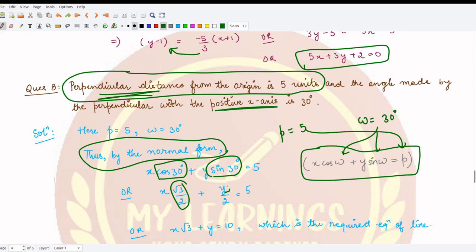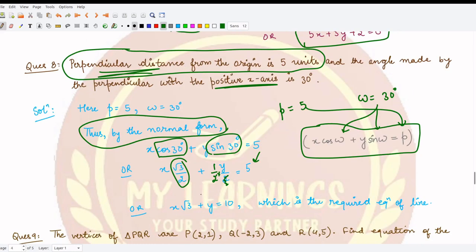y multiplied with 1 upon 2, right? And the value of p as 5. You can take the LCM, move 2 to that side and simplify this. This is your required equation.